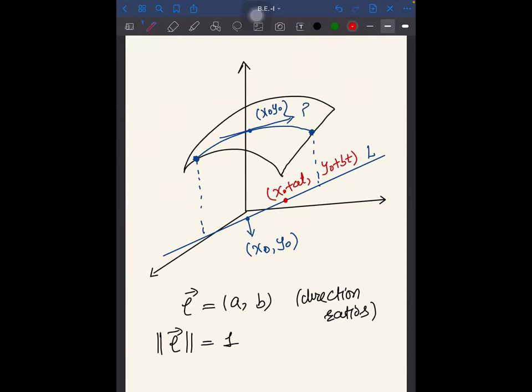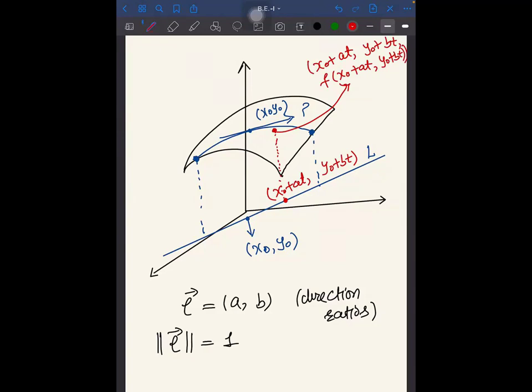Yes, this is a point on the domain. What would be the point on the range? We'll take the image of this point. So this point will look like x naught plus at, y naught plus bt. And how do we calculate z? We'll simply put this point into f of x naught plus at, comma y naught plus bt.